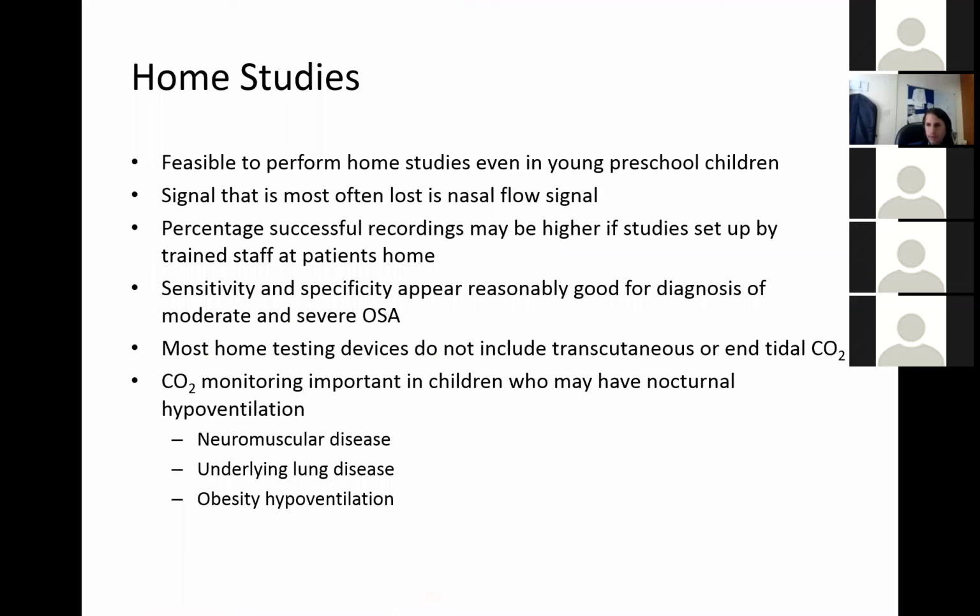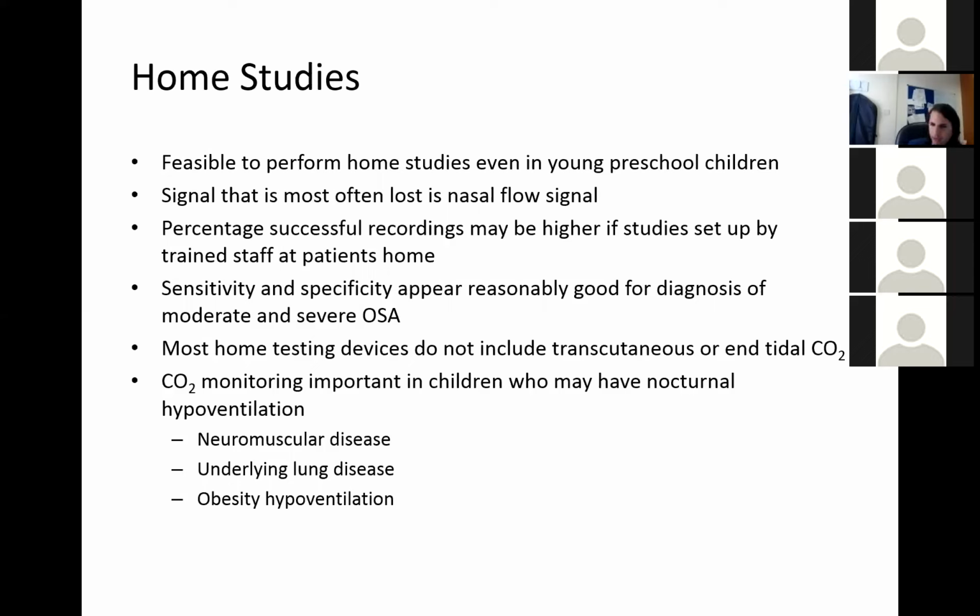They're possible even in young preschool children. The signal that we most often lose is the nasal airflow. The percentage of successful recordings is higher if the studies are set up by trained staff at the parent's home. But obviously with COVID, we can't do this, and it's actually very time consuming. Sensitivity and specificity appear to be reasonably good for moderate and severe OSA. I'm not sure I'd want to use this as a first line tool for other children that have got underlying respiratory disorders.